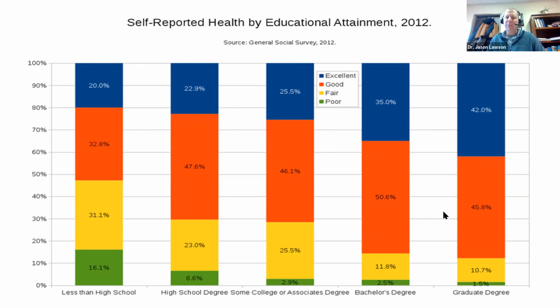Okay, so this is interviewing people, asking them to rate how well their health is. And they found that people with a graduate degree and bachelor's degree reported way higher excellent and good health. Huge, right? But people with less than a high school degree, look how high their fair and poor, their yellow and green, is related to those who have a bachelor's degree or graduate degree. There's a difference there in how they report their health. Interesting, right?